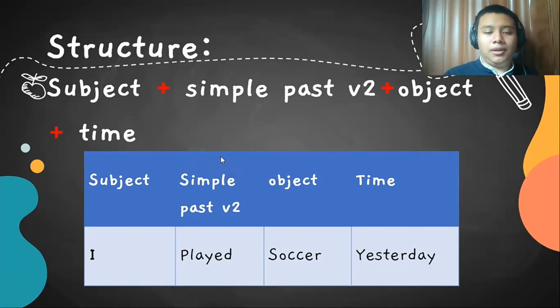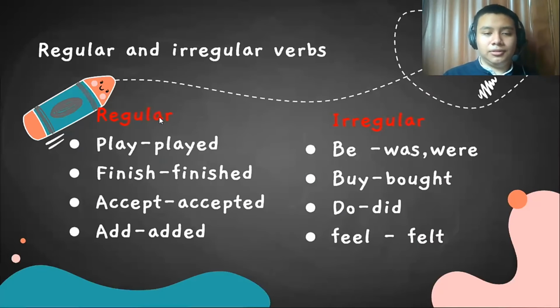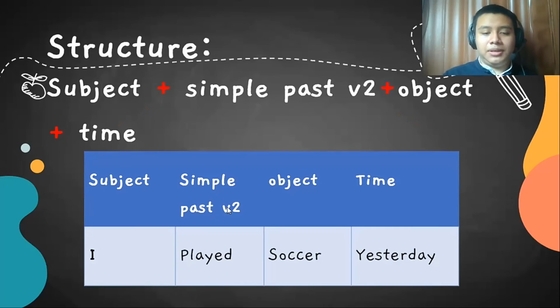Then we add the simple past form of the verb. For example, here played, which is the past form of the verb play. The object is the action or the event that happened, and the time is the specific time in the past in which the event happened. For example, yesterday, it could be last month, last year, an hour ago, as long as it happened in the past.